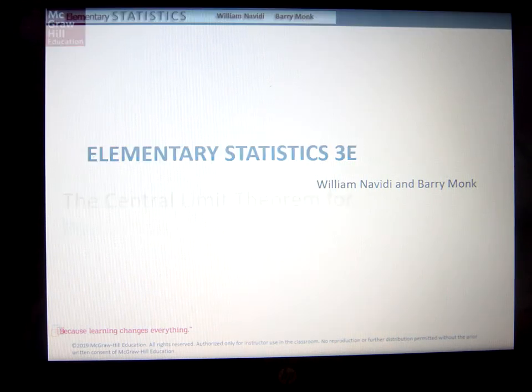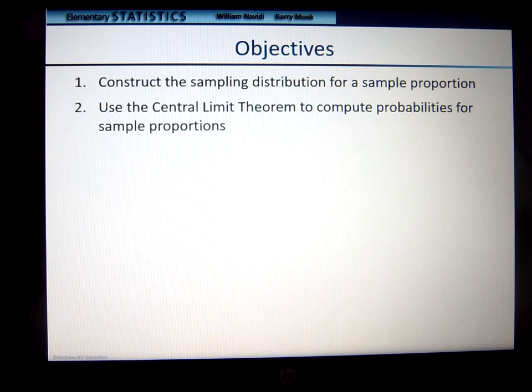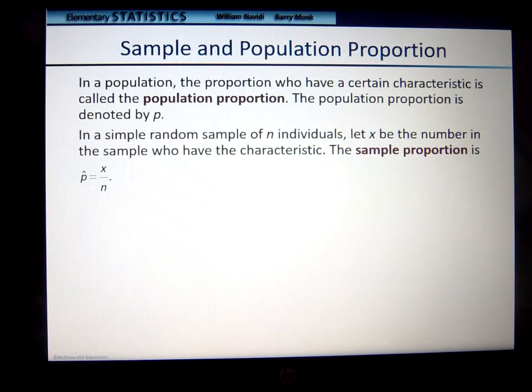Okay, here we go with 7.4. We're going to look at the central limit theorem for proportions. We're going to construct a sampling distribution for a sample proportion and use the central limit theorem to compute probabilities for sample proportions. First, let's look at constructing a sampling distribution for a sample proportion.